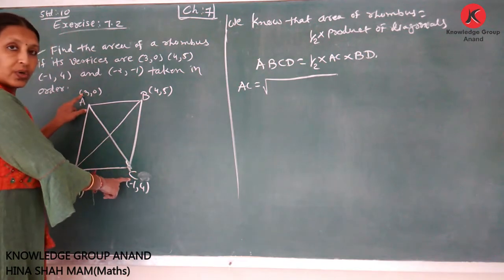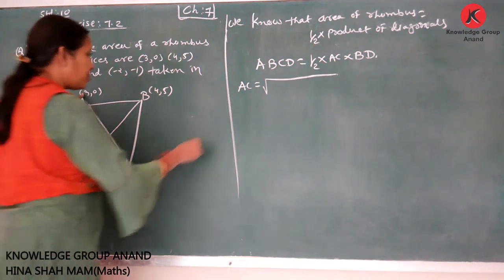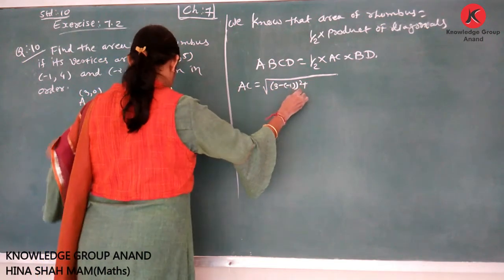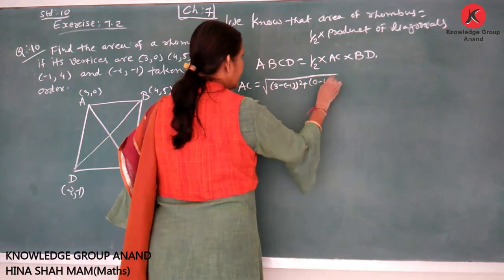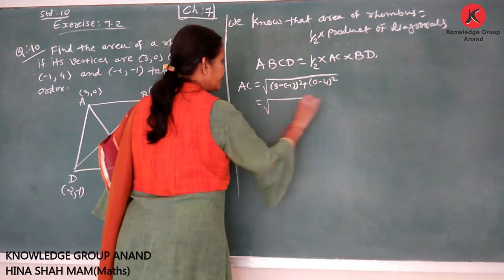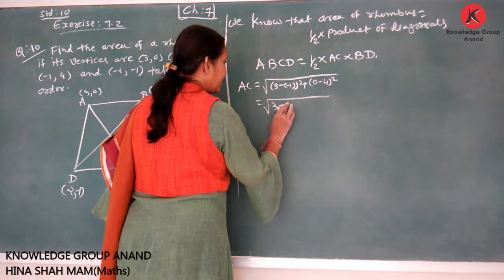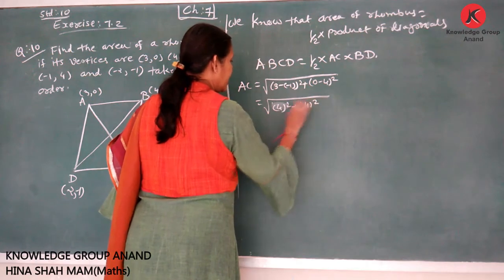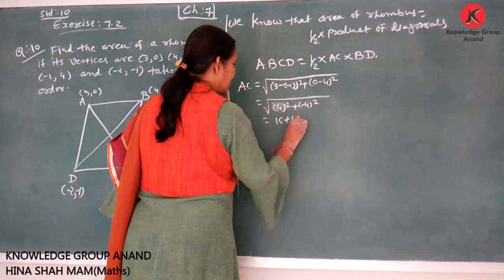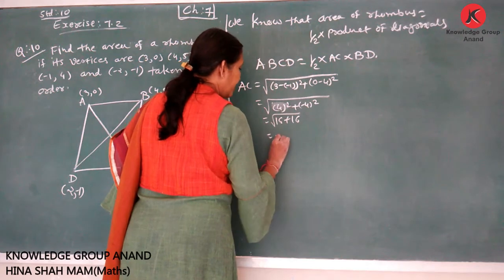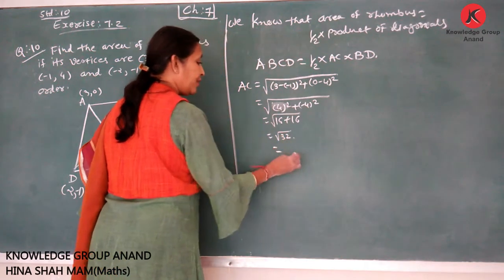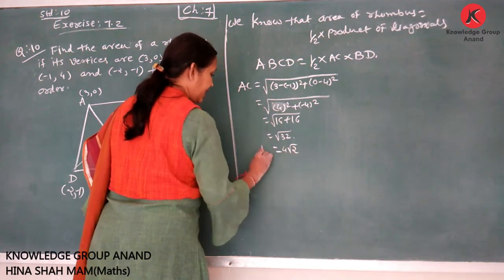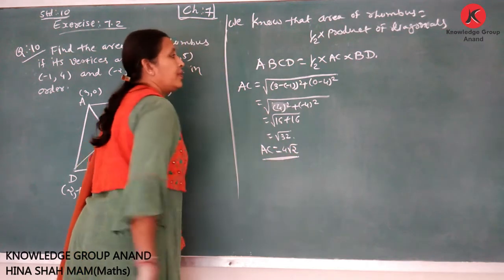AC is equal to root of (x1 minus x2) whole square plus (y1 minus y2) whole square, that is 3 minus (-1) square plus 0 minus 4 whole square, which is 3 plus 1, therefore 4 square plus (-4) square, which is 16 plus 16, root 32. What is the value of root 32? 16 2s are 32, so 4 root 2. AC is equal to 4 root 2.